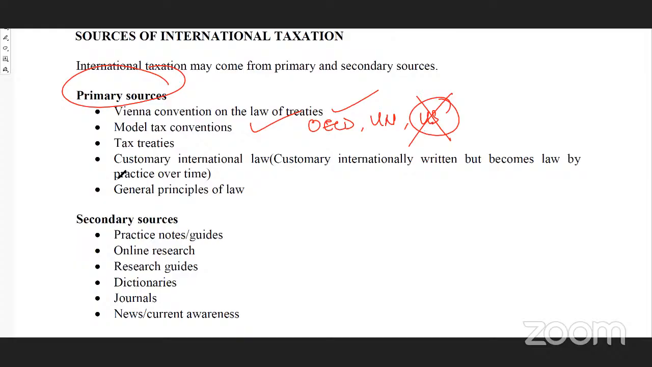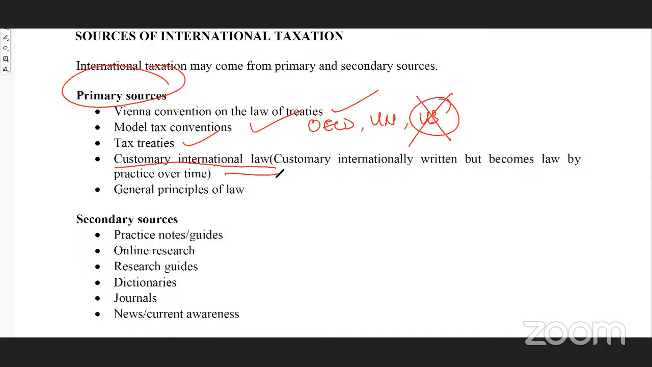All right. Then we have customary international law. Okay, the tax treaties themselves are primary sources. So you can get information from other tax treaties to create new tax treaties. I hope that is okay. Then there's customary international law. There are some things that have been customarily practiced internationally, but become law by practice over time.